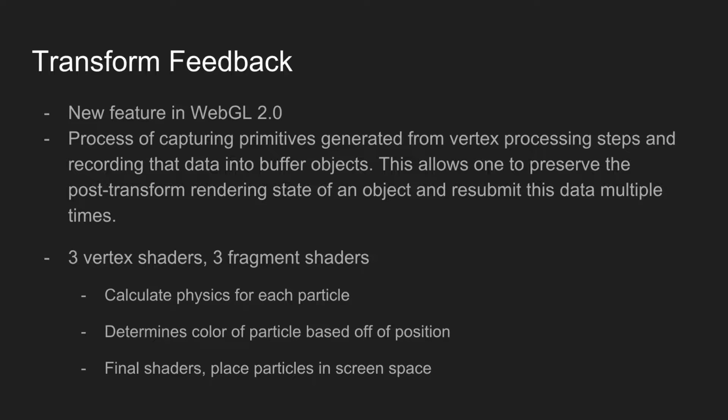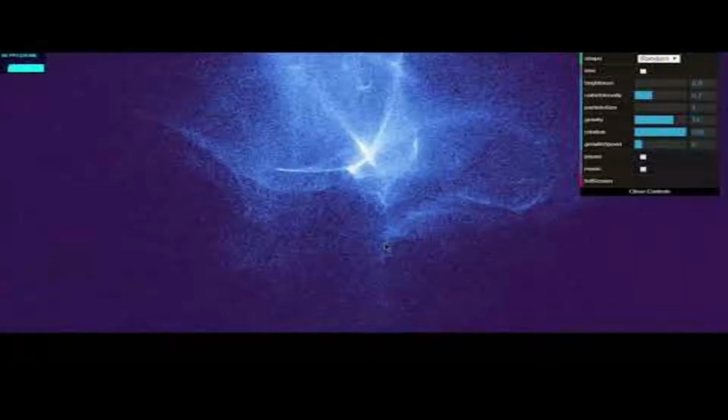For transform feedback, I implemented 3 vertex shaders and 3 fragment shaders. The first vertex shader calculated the physics for each particle, and the second one gave the second fragment shader the position, and then that fragment shader determined the color of the particle. And the third vertex shader placed the particle in screen space, and that was what was displayed. And here is what it looks like.